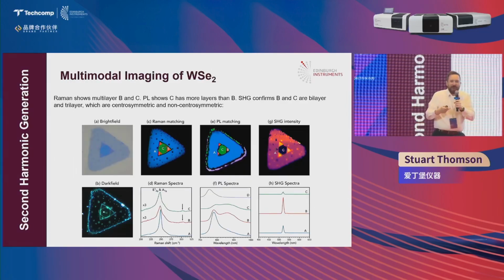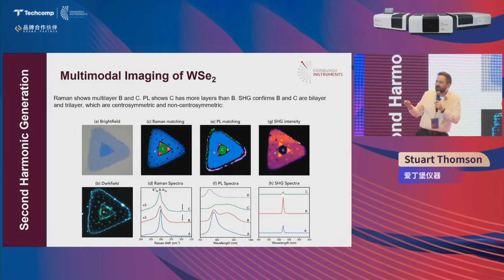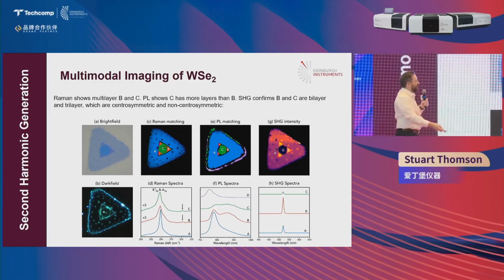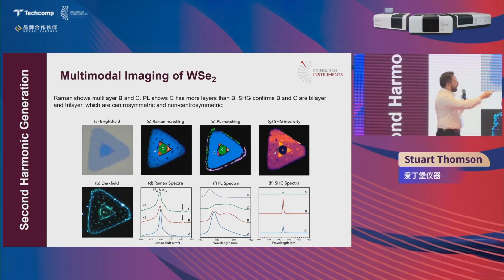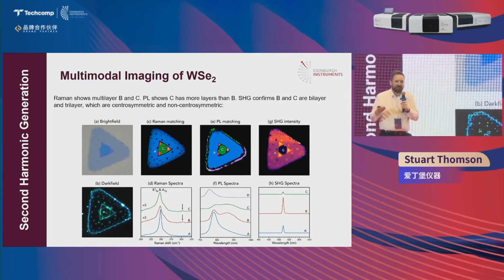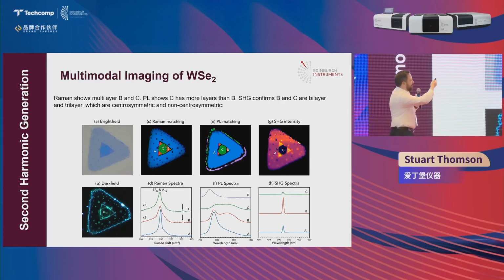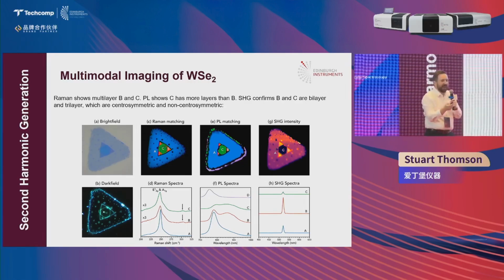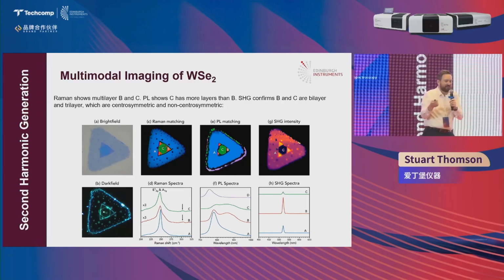And the real power of the RMS 1000 is that you don't only do SHG, you can do all the techniques that I discussed throughout the rest of the talk, and you can combine them together to give a complete multimodal characterization of your sample.